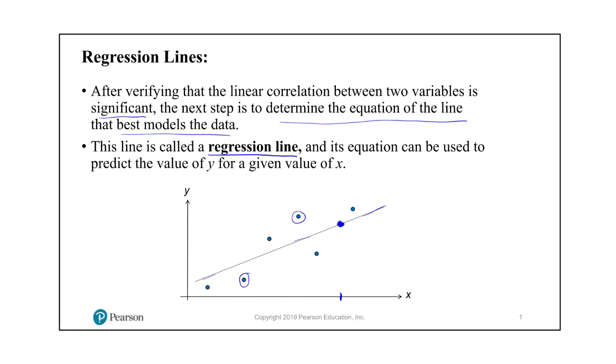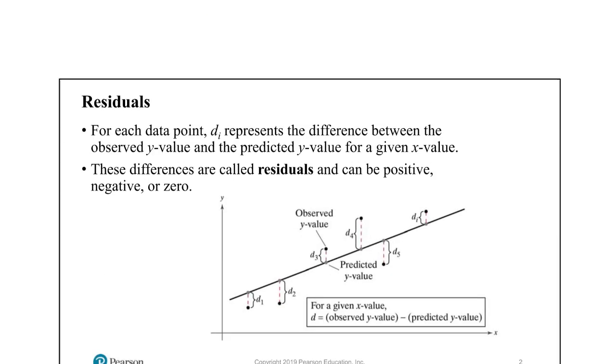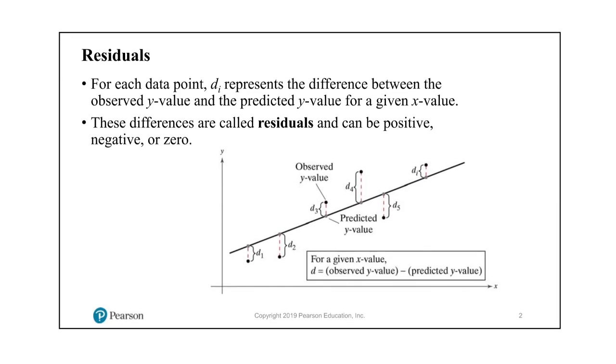So how do we actually come up with this line? Well, it's based on what are called residuals. For each data point, d_i represents the difference between the observed y value and the predicted y value for a given x value. So let's say we choose some line to fit the data. Well, every data point is likely not to fall exactly on that line.